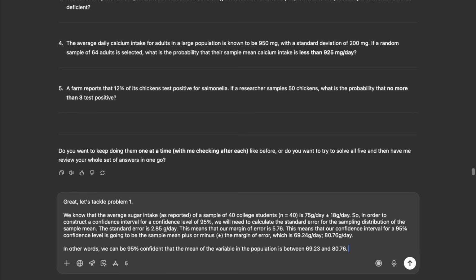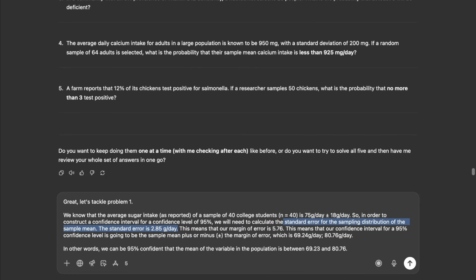But anyway, in order to construct a confidence interval for a confidence level of 95%, we will need to calculate the standard error for the sampling distribution of the sample mean, and we already covered what that is. The standard error is 2.85 grams per day. So that's the estimated standard deviation of the sampling distribution of the sample mean according to the sample standard deviation.